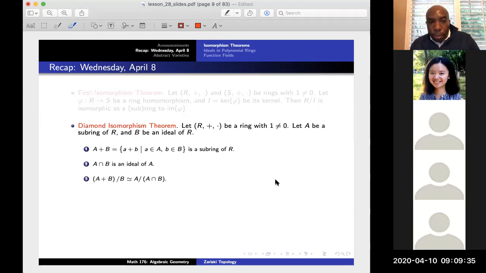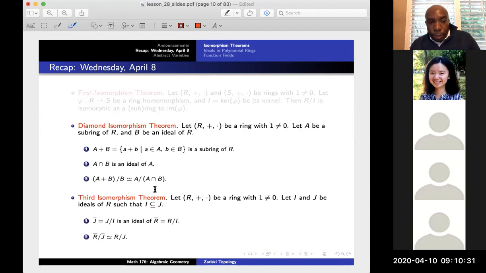The diamond isomorphism theorem gives us a way to get more information about other subrings and other quotients. Let's say we're dealing with the ring R, and A is a subring of R, and B is an ideal of R. Then A plus B mod B is isomorphic to A mod A intersect B. The way you can read this is B is an ideal of the subring A plus B, and A intersect B is an ideal of A. So A mod A intersect B is also some subring. This says there should be some relationship between all of these.